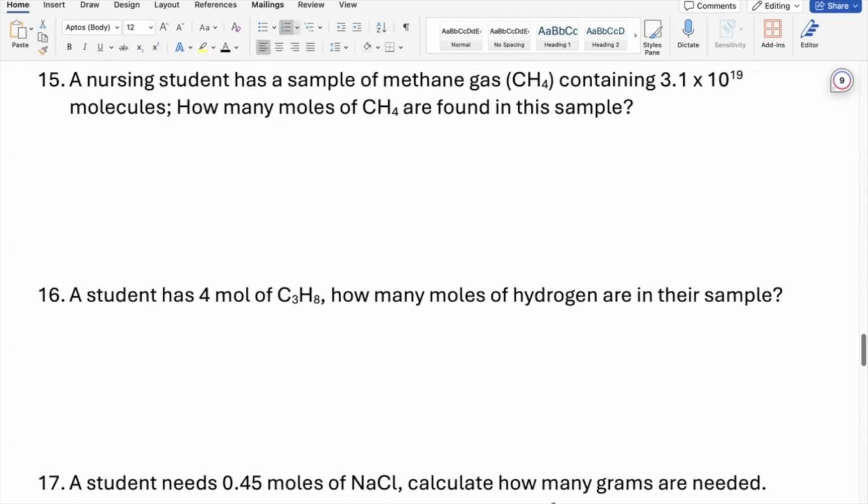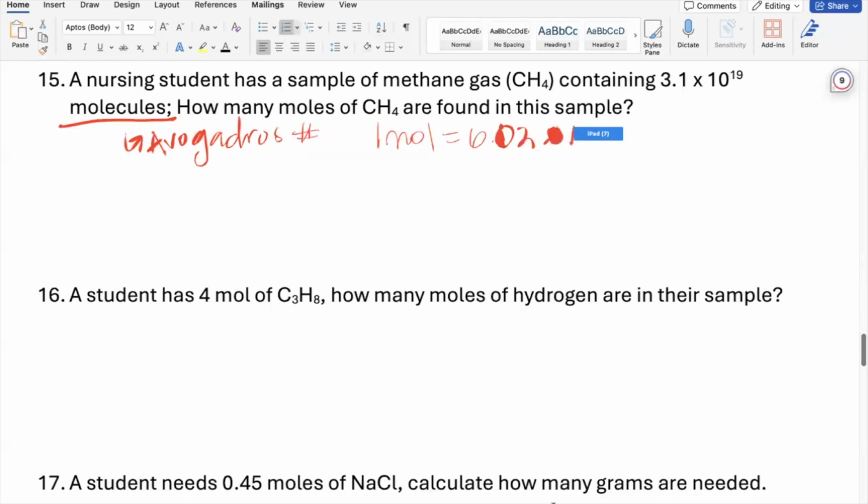All right, a nursing student has a sample of methane gas containing 3.1 times 10 to the 19th molecules. How many moles are found in this sample? So when I see the word molecules or atoms or formula units, I'm thinking of Avogadro's number. All right, and the conversion there is that 1 mole equals 6.02 times 10 to the 23rd molecules. And that is a number you'd get on your formula sheet. You just got to know how to use it, right?